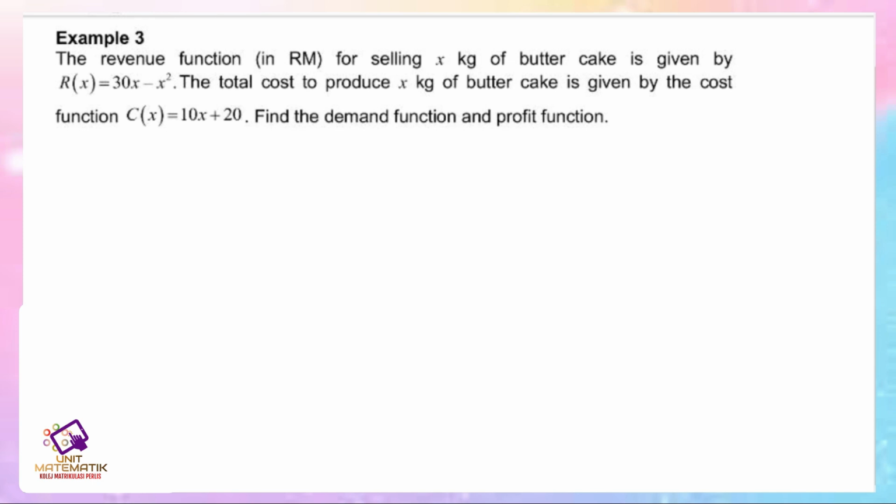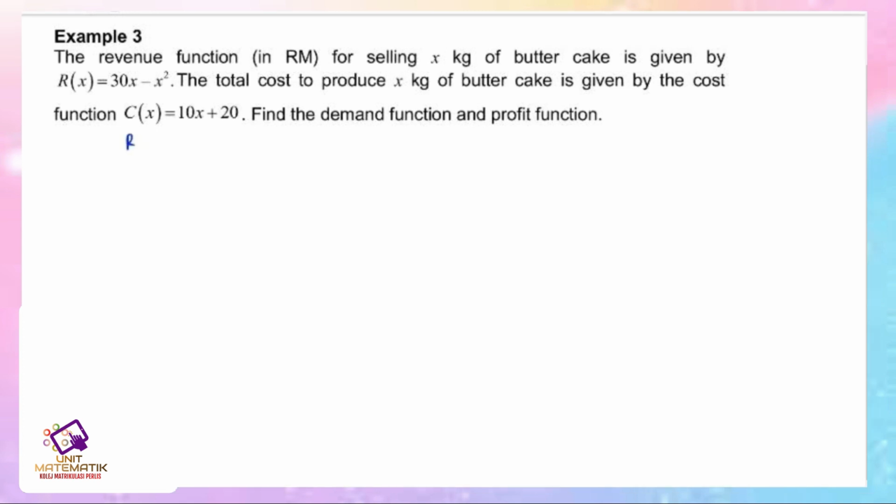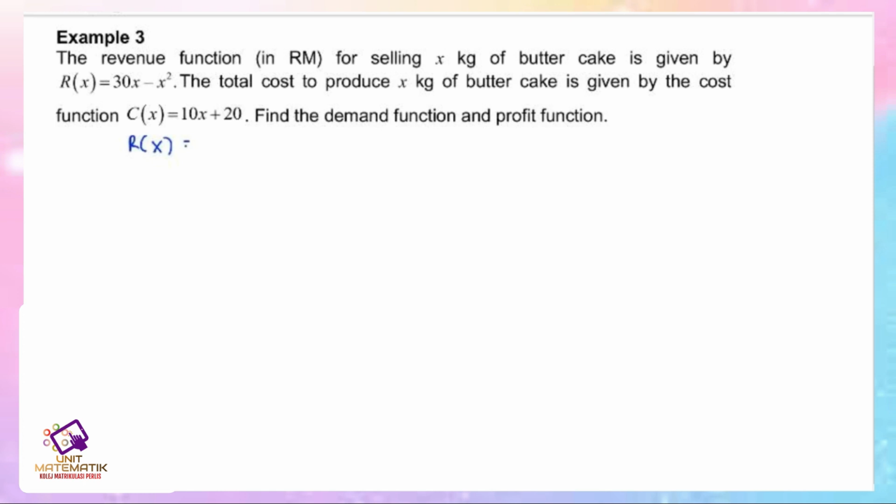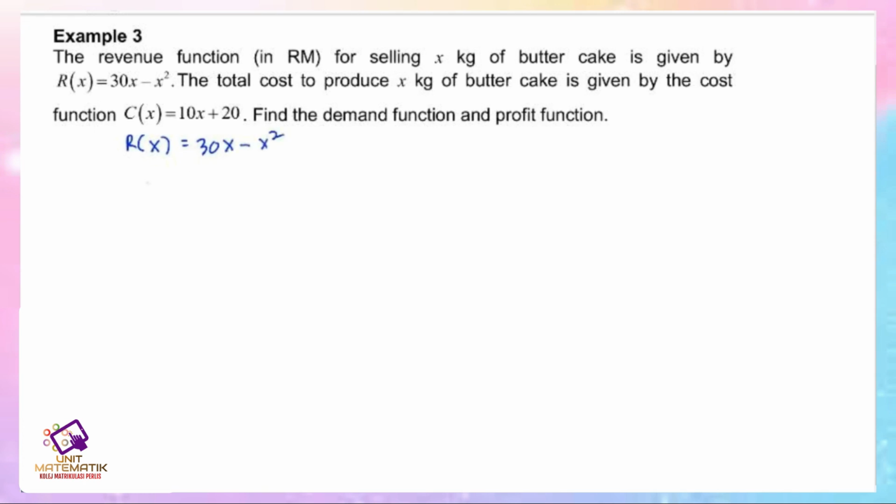Example 3. The revenue function in RM for selling x kg of butter cake is given by R(x) = 30x − x². The total cost to produce x kg of butter cake is given by the cost function C(x) = 10x + 20. Find the demand function and the profit function. Write the functions given, so the revenue function and cost function. First, you want to find the demand function.